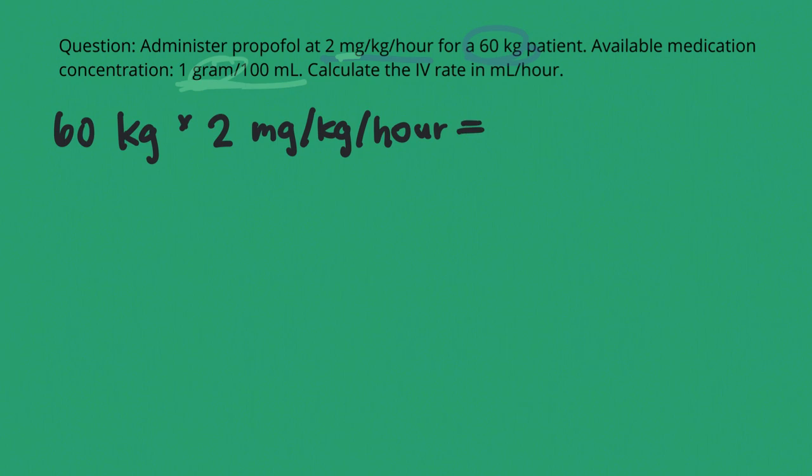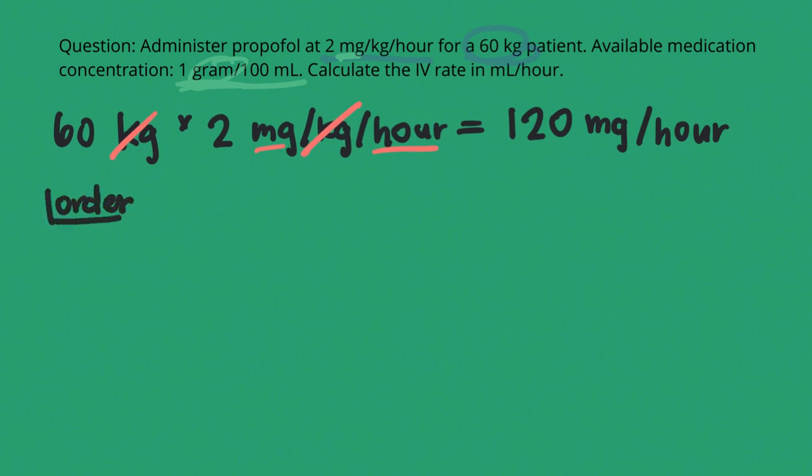All right, as a reminder, when you multiply, the kilograms here will cancel out the kilograms there. You'll be left with milligrams per hour. If we do the math, 60 times 2, we are left with 120 milligrams per hour. All right, and that's our order for this patient specifically. We'll start with our order down here, and we have 120 milligrams per hour.